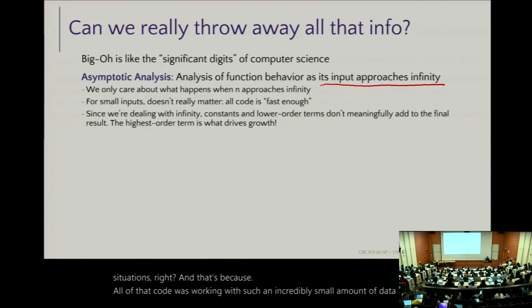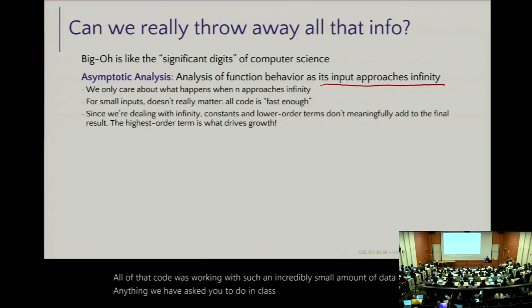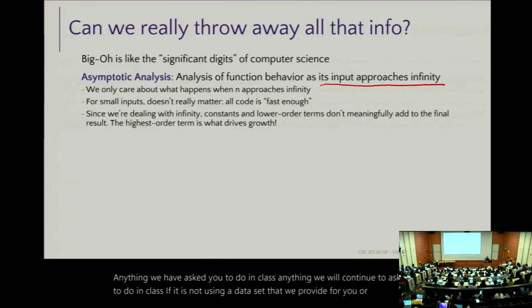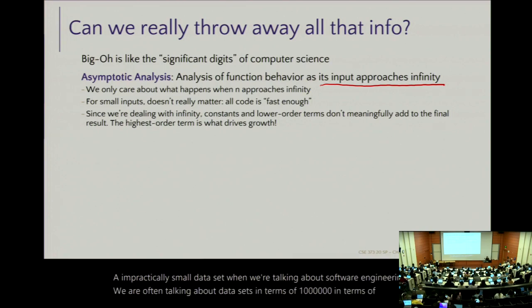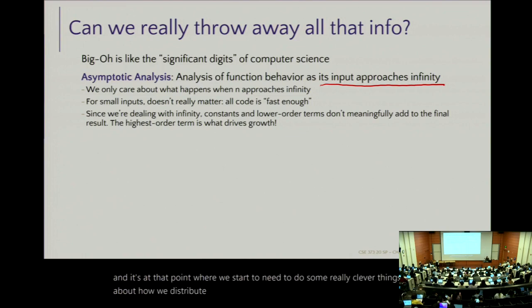And that's because all of that code was working with an incredibly small amount of data. Anything we have asked you to do in class, anything we will continue to ask you to do, if it is not using a data set that we provide for you, or from the internet, or from ML, is an impractically small data set. When we're talking about software engineering, we are often talking about data sets in the millions, in the billions. And it's at that point that we need to do some really clever things about how we distribute the workload across machines, how we design things.